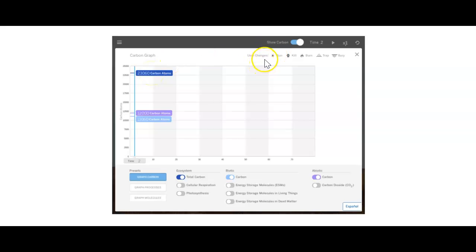Oh, and it looks like eventually we're going to be able to make some changes to the sun. Kill, I'm not sure what that quite means. I think I kind of saw that in the simulation, but I can maybe look at that a little bit closer. Burning, trapped, and bury. All right, so that's graphing the carbon.